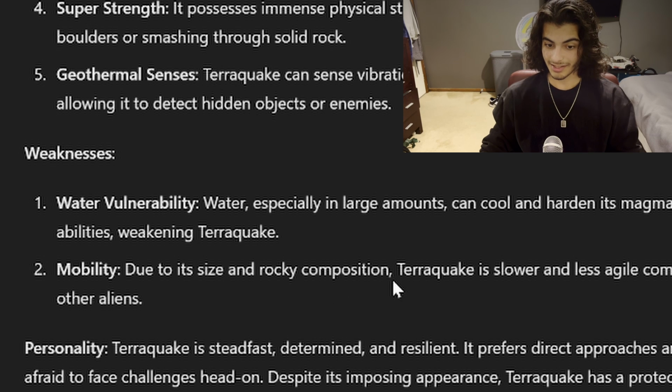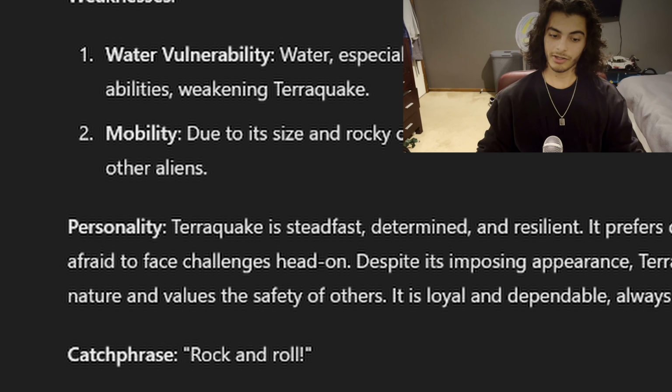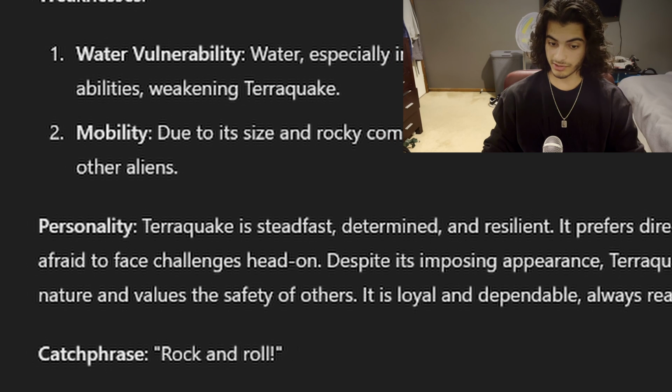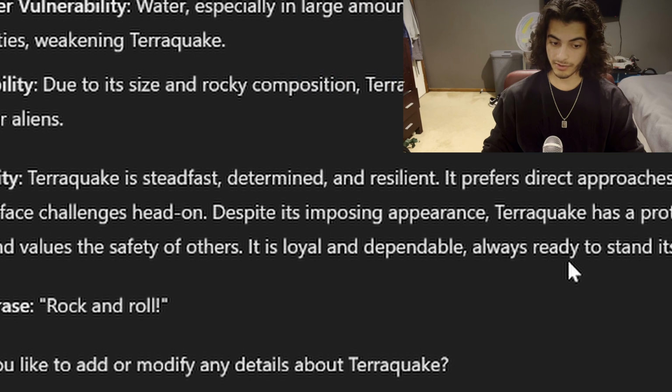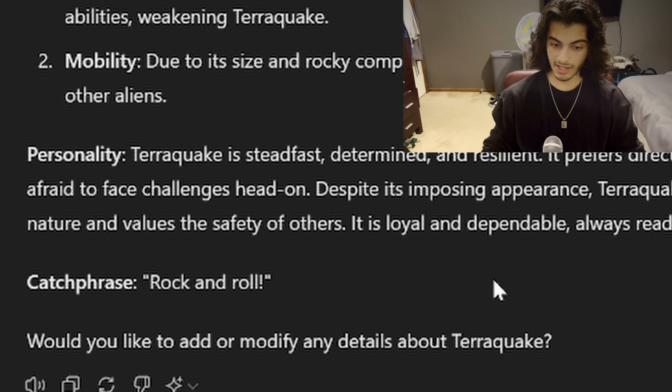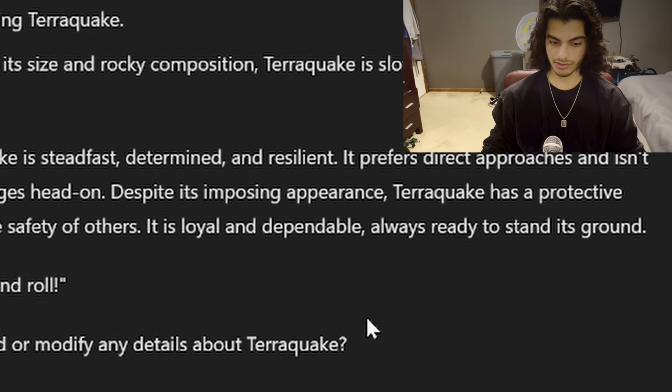And mobility, he's slow and less agile compared to other aliens. That's interesting. Terraquake is steadfast, determined, and resilient. It prefers direct approaches, isn't afraid to face challenges head-on. Despite its imposing appearance, Terraquake has a protective nature and values the safety of others. It is loyal and dependable, always ready to stand its ground.